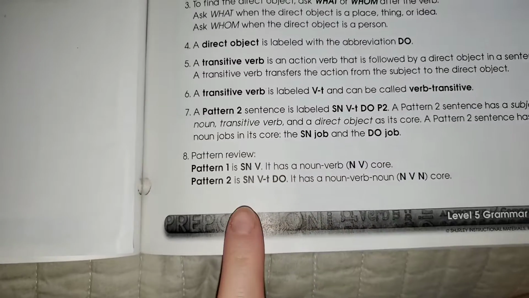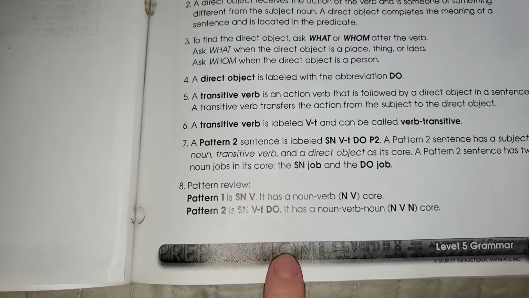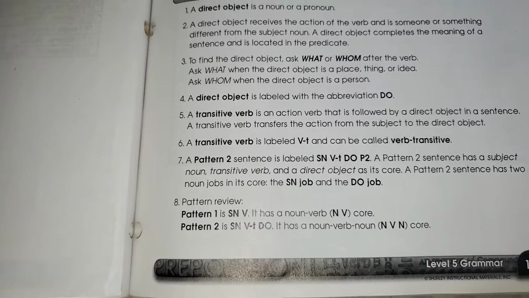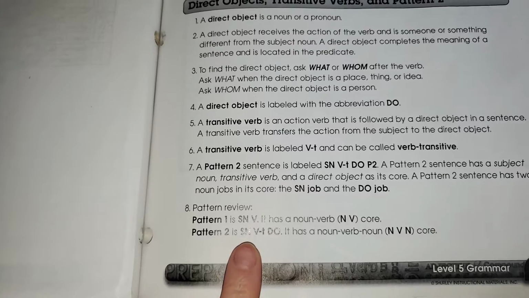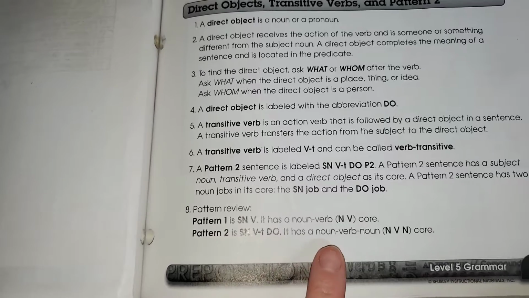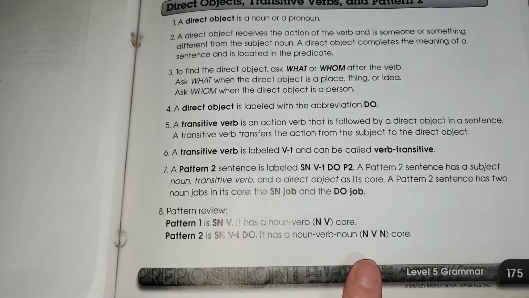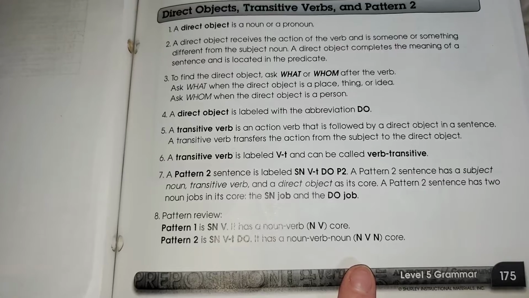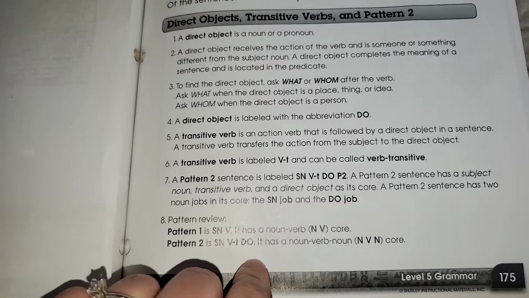Okay, so let's do a review for our patterns. Pattern 1 is subject noun verb. It has a noun verb at the core. Every one of those sentences that we've done in pattern 1 has to have a subject noun and a verb. Now with pattern 2, it's subject noun, verb transitive, direct object. It has a noun, verb, noun, which means there are going to be other nouns in your sentences now. Not just your subject noun, not just your object of the preposition, but now you have a direct object that's also going to be a noun.